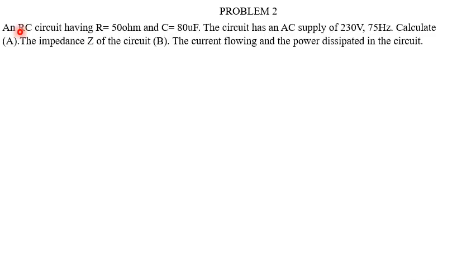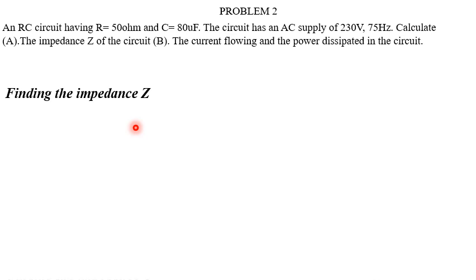So with our second example, they said an RC circuit having R equals 50 ohms, C 80 microfarads. The circuit has an AC supply of 230 volts, 75 Hz. Calculate A, the impedance of the circuit, B, the current flowing, and the power dissipated in the circuit. So first of all, we have to calculate the impedance. How do we calculate the impedance?